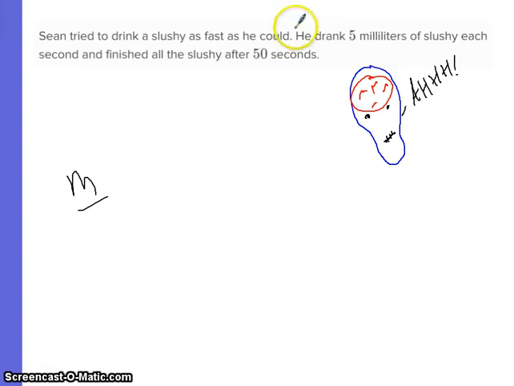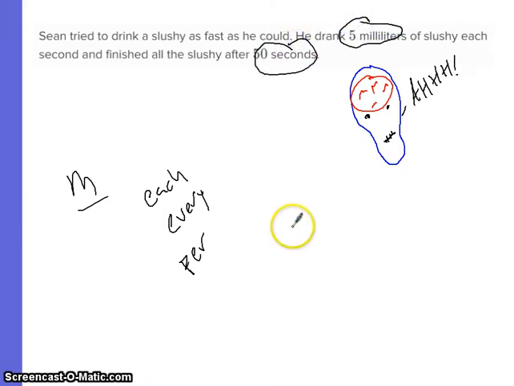Sean drank a slushie as fast as he could. He drank 5 milliliters of slushie each second, and he finished the whole slushie after 50 seconds. Where is the word each, every, or per that indicates which of these key numbers is the slope? Which one is it, the each? Okay, and which of these numbers, 5 or 50, is the slope? Yeah, 5. 5 milliliters per second. Okay, that's the slope.